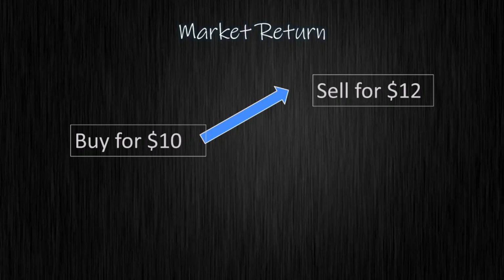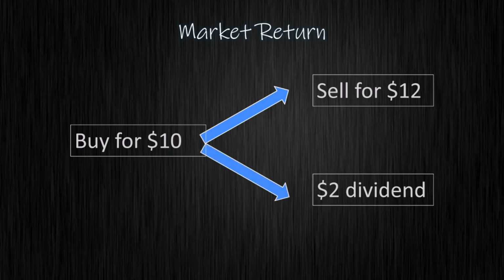But it can also be that the company pays out some dividends and the share price doesn't change at all. The share is still traded for $10, and in this case we still have 20% profitability, because we have a share of $10 plus $2 of dividend. So at the end of the day, market return is just a combination of the price increase and also the dividend that the company pays.